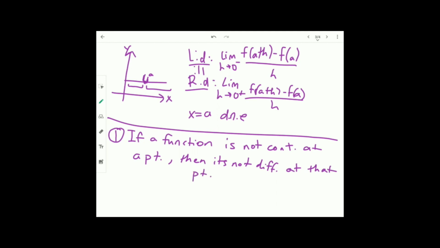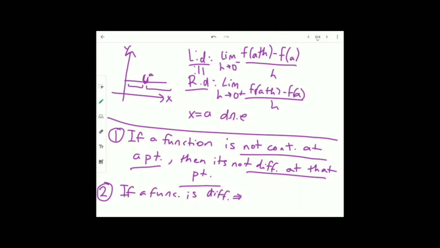You might be wondering why. For example, let's say they give us a function and they ask us to show it's not differentiable at x equals a. Well, rather than using this huge definition and using up a lot of time in an exam, if we can just somehow prove it is not continuous at that point, then it is definitely not differentiable at that point. And the second theorem or statement is, if a function is differentiable, then it's continuous at that point.